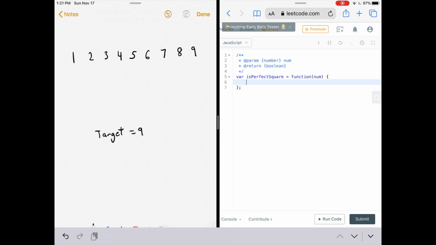All right, let's get to the code. What LeetCode has given us is a function called isPerfectSquare, which accepts a number that we're supposed to determine whether or not is a perfect square. So right off the bat, we know that if the number that's passed in is less than 1, it cannot be a perfect square because the first perfect square is 1. So we'll say if num is less than 1, we return false. But if num is 1, we can return true.